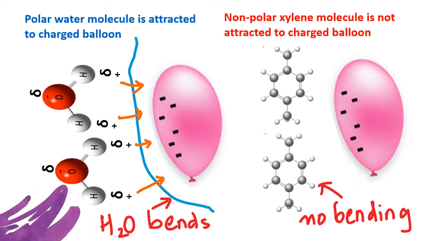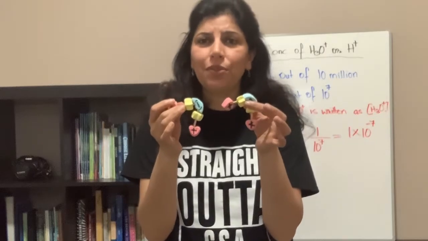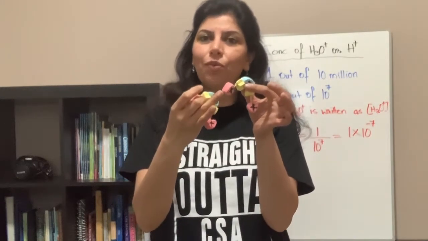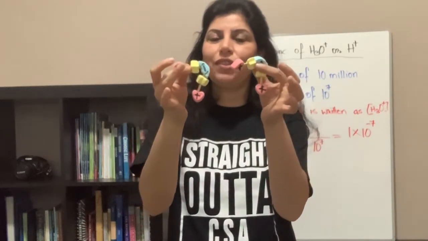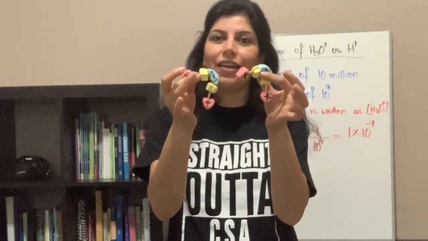All right, so the water molecules, they're strongly attracted to each other, and that's because they are polar molecules. So the positive pole of one molecule gets strongly attracted to the negative pole of the other molecule. As you can see, these are strongly attracted, and this attraction is also called hydrogen bonding.